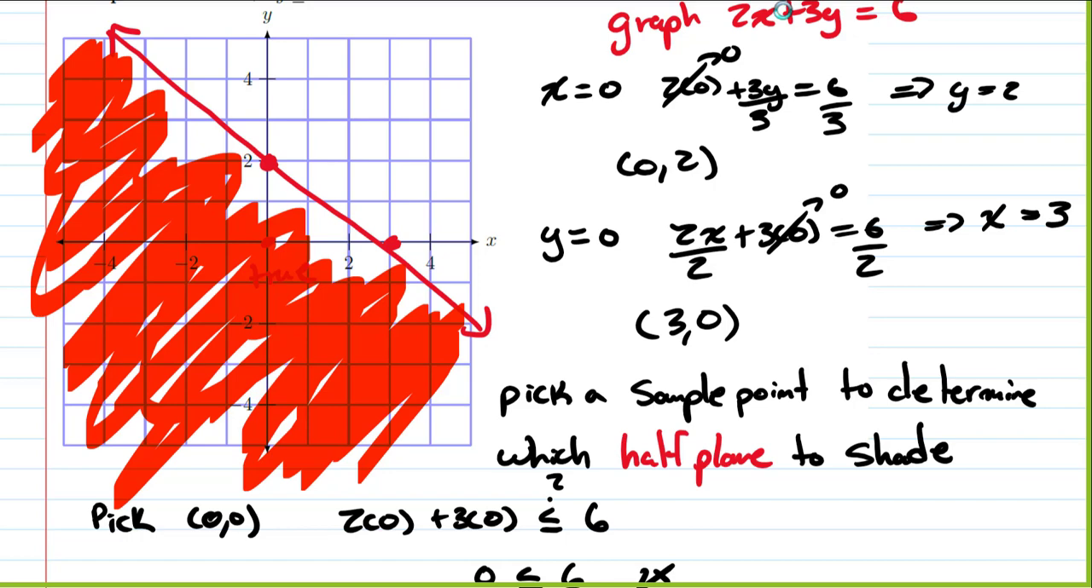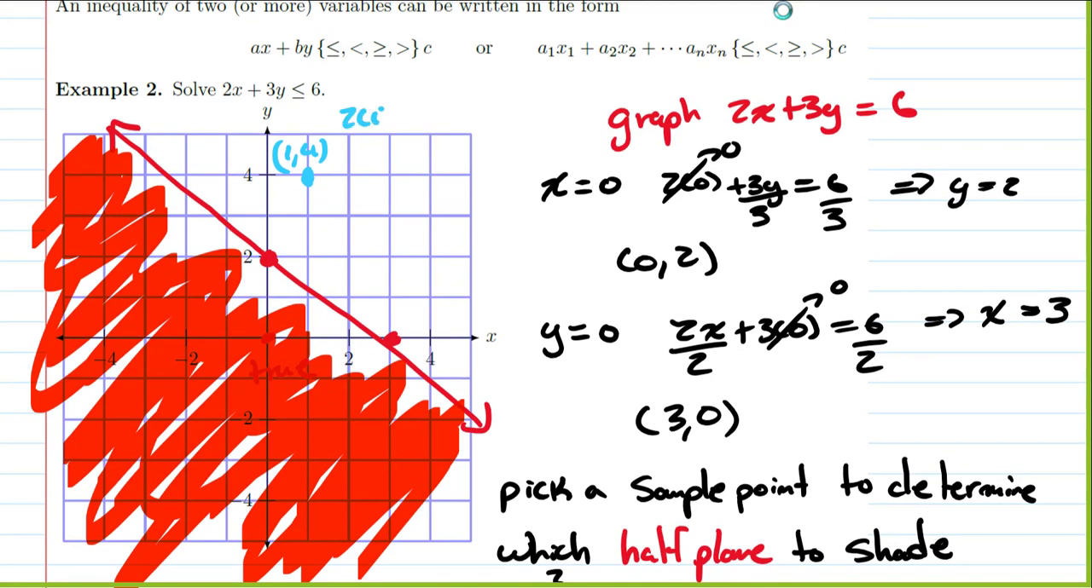So just to be explicit, what if I picked this point right here? What would its ordered pair be? 1 and 4, right? If I check this in the inequality, 2 times 1 plus 3 times 4, is that less than or equal to 6? Well, that's 2 plus 12, which is 14, which is not less than or equal to 6, right? So we were just picking one point to check, because we know on the line is where 2x plus 3y is 6. But now we need to determine, well, which half was really the solution.